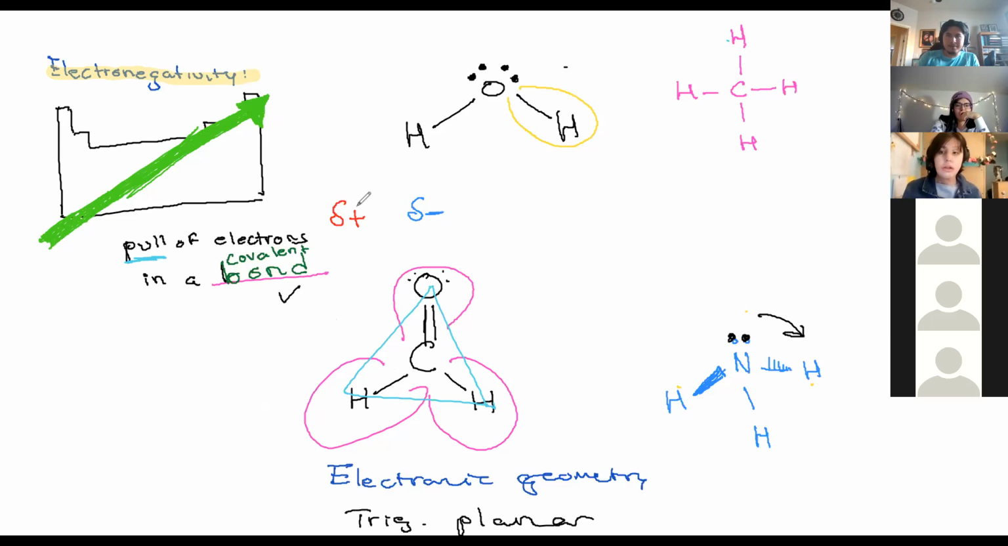So this is the trend. It goes from left to right, and from down to up. So the higher up you are and the more to the right you are, the more electronegative you are, without counting the noble gases. So in the case of water, which is more electronegative in comparison, hydrogen or oxygen? Oxygen, right? So the electrons are going this way.